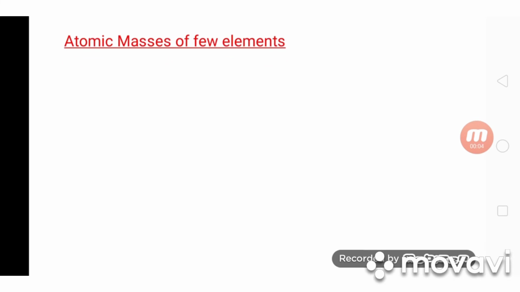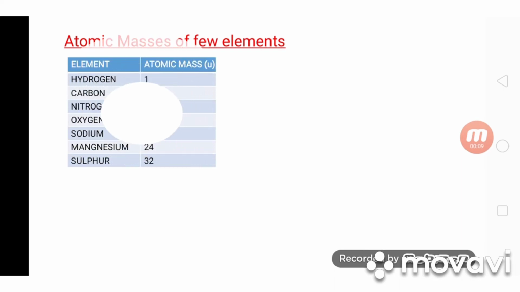Let us now discuss atomic masses of a few elements. Hydrogen has an atomic mass of 1, carbon has an atomic mass of 12, nitrogen has an atomic mass of 14, oxygen has 16, sodium has 23, magnesium has 24, and sulfur has 32.